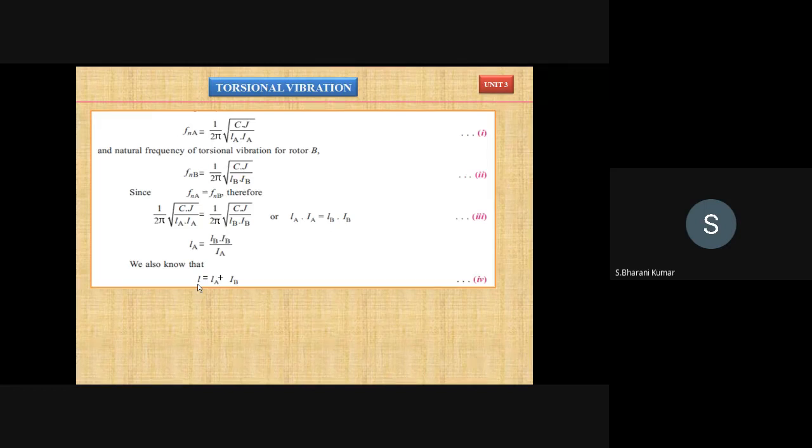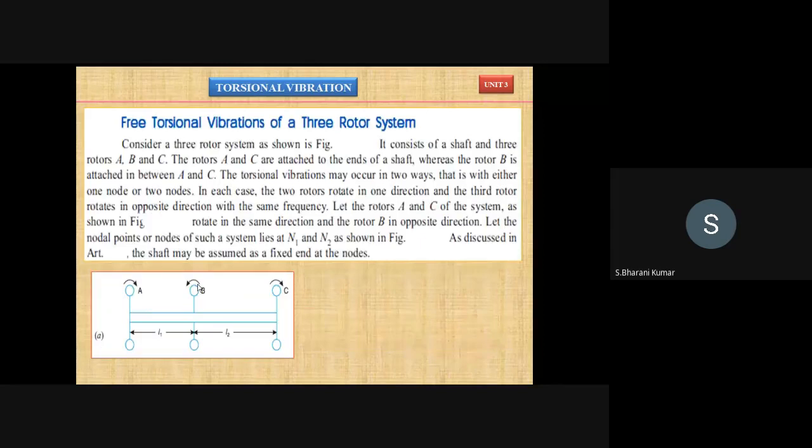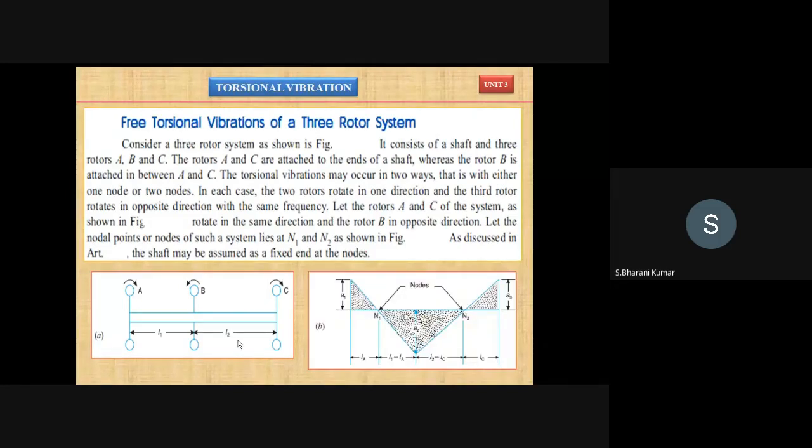We move on to the next one, which is the three rotor system. I already showed this diagram to you. This is rotor A, rotor B and rotor C. From A to B the length is L1, and from B to C the length is L2. For this, there is a node system. Here it is called a two node system, because there is N1 and N2. The same one node system is also followed for the three rotor system.